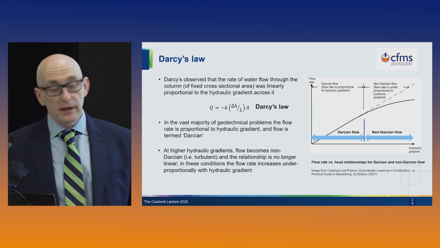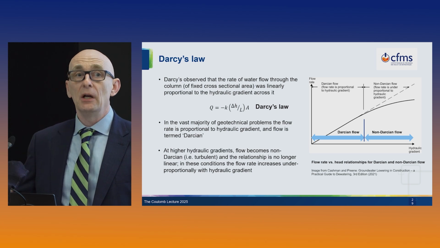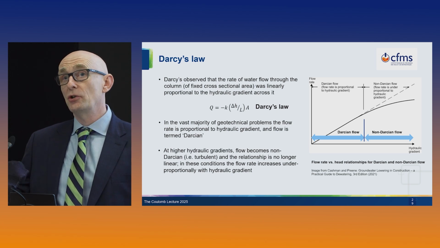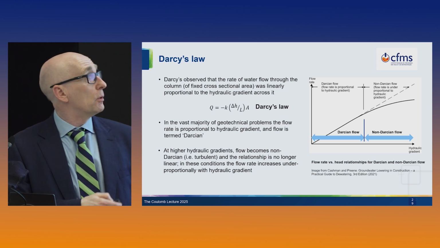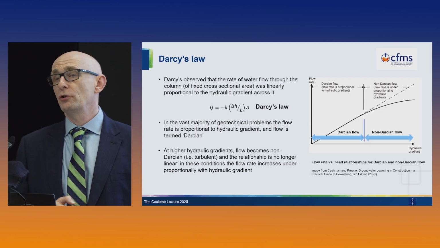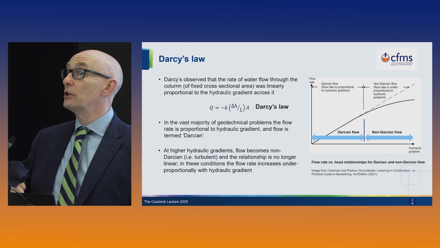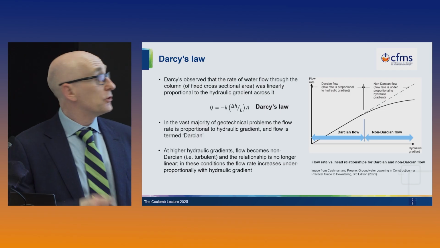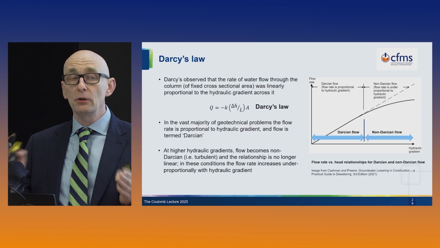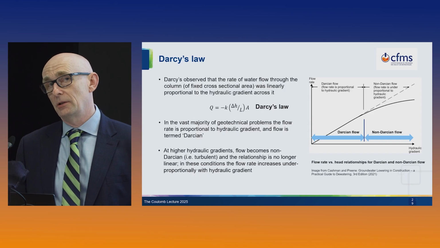At higher hydraulic gradients, we get non-Darcian flow. What happens is the water becomes turbulent, and therefore some of the flow energy is lost to turbulence. So in that case then, the relationship deviates from the straight line, and it becomes what we call an underproportional relationship, which means that the flow rate doesn't increase as rapidly as you would think with hydraulic gradient. So on Darcian flow, it's important to realise it still means that flow responds to hydraulic gradient, it's just that the mathematics changes.